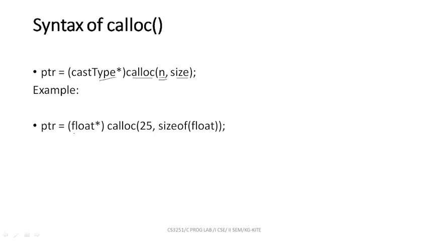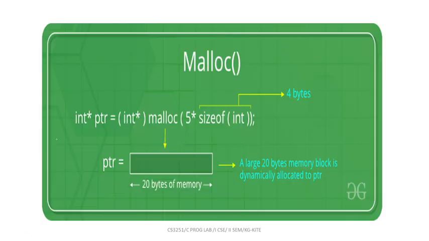Here is an example: float, calloc, and 25 memory locations to be allocated for storing float variables. This function also returns the initial address of the allocated memory. That address is collected in the pointer variable known as PTR. Another example is given here for malloc.